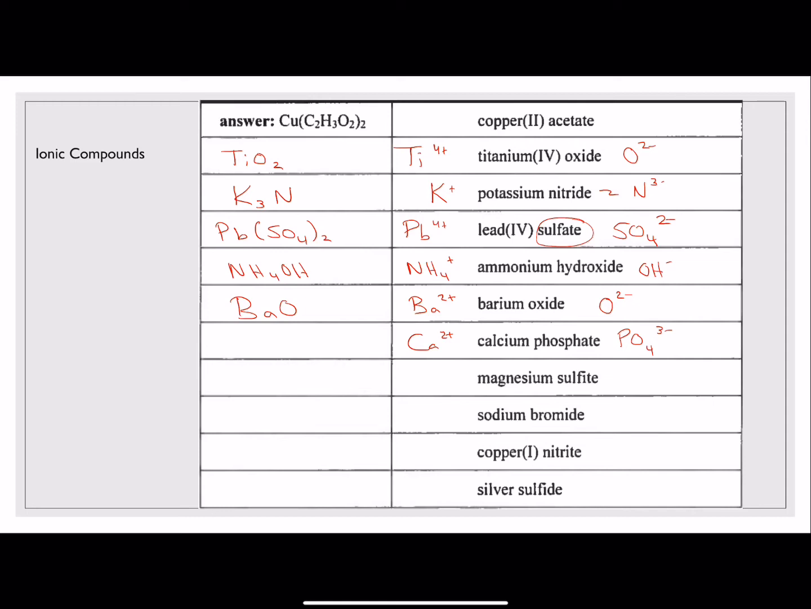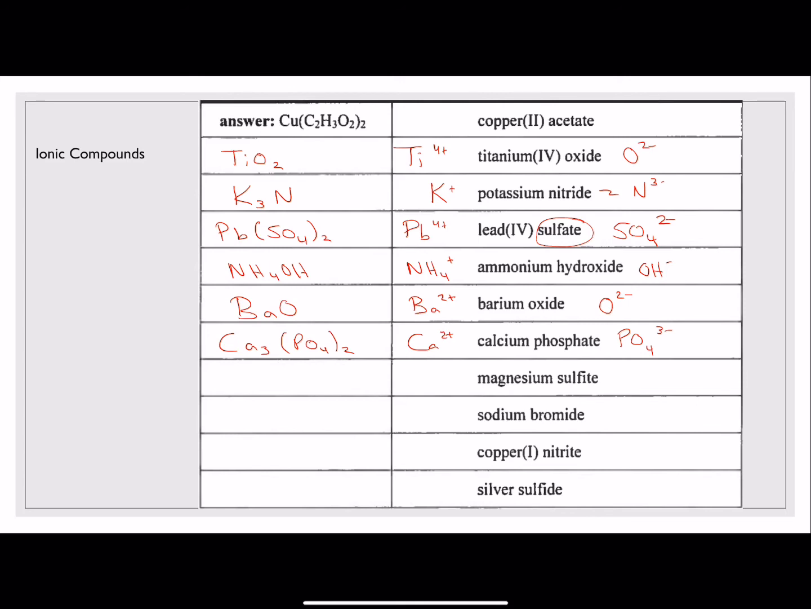So I'm going to need to have 3 calciums to give me a total charge of +6 because +2 times 3 gives you +6. And then I'm going to need 2 phosphates, so 2 PO4 3 minuses to balance that out to give me calcium phosphate, Ca3(PO4)2.